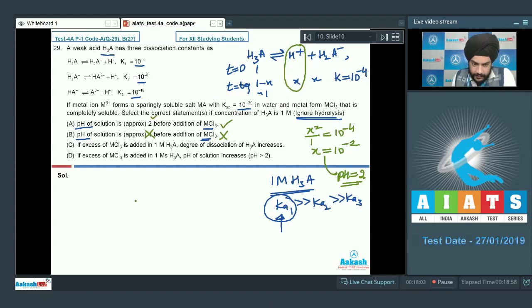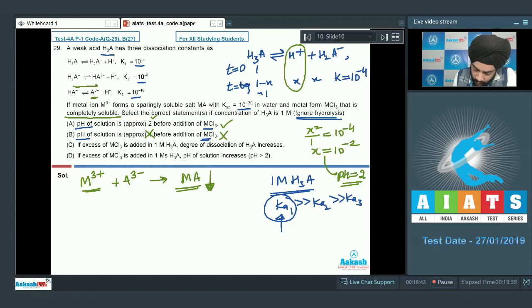Let's look at the C and the D options now. If excess of MCl3 is added in 1 molar H3A, the degree of dissociation of H3A increases. So if we talk about this MCl3, it is given to us that MCl3 is completely soluble, which means that there is going to be M3 plus ions present in the system. Now, when this M3 plus ions are allowed to react with A3 minus ions, they'll quickly form MA and it will form a precipitate. So what happens is the A3 minus ions will start getting consumed from the solution, which will lead to this equilibrium shifting forward.